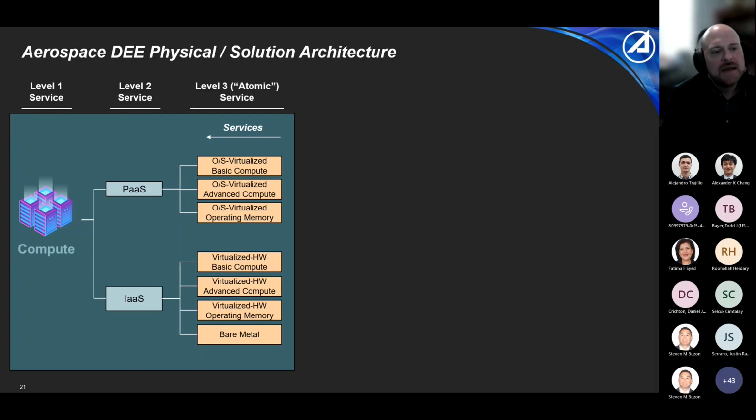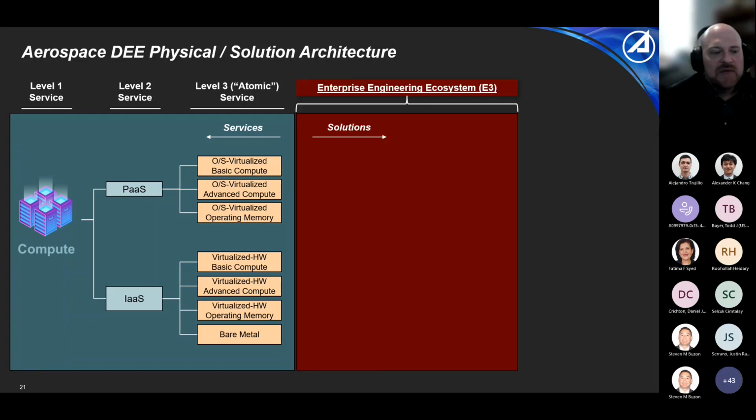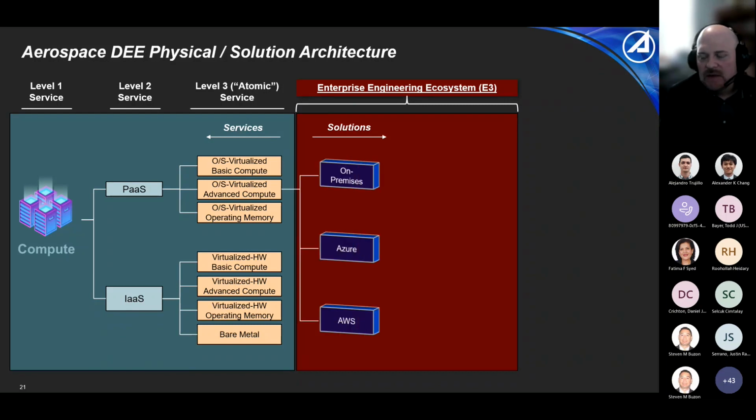What does that look like in solution space? Well, this is where E3 comes in. And it provides the actual under the hood solutions for these users who want these capabilities. So if you look at the operating system virtualized advanced compute atomic service there, break that out, and there are different ways that we can provide that. Maybe we'll do it on-prem, or maybe we'll go to one of the commercial cloud providers. And then we break that out.